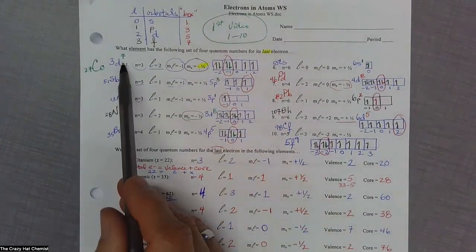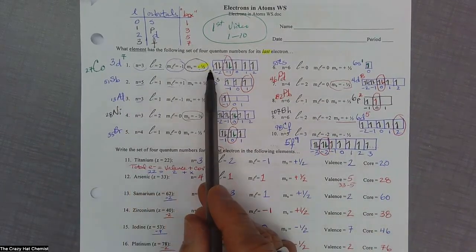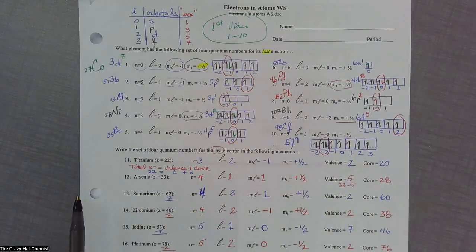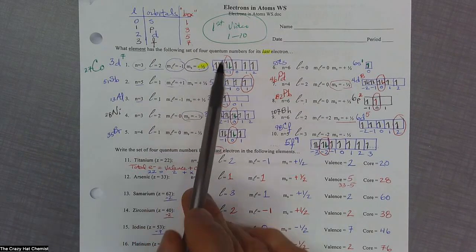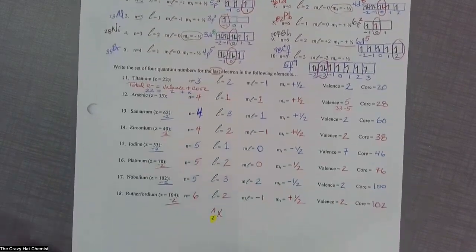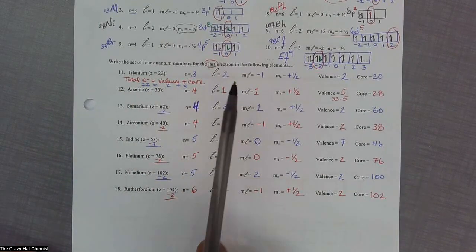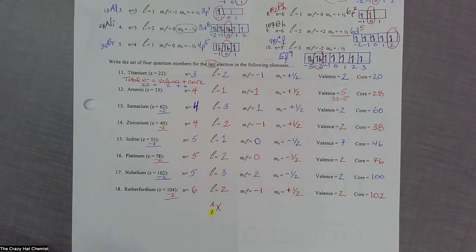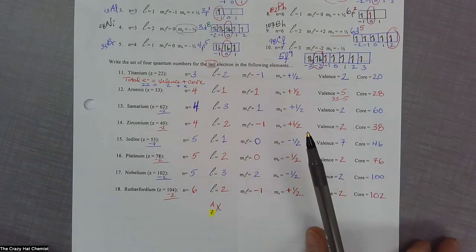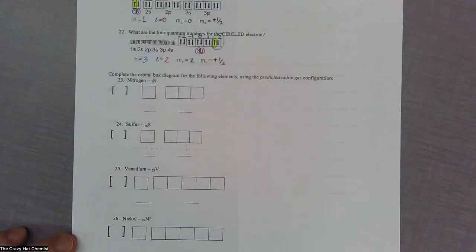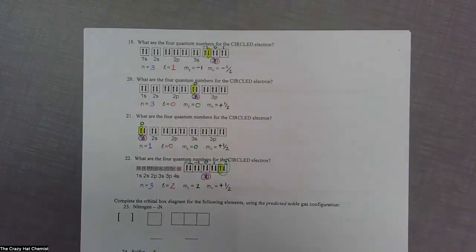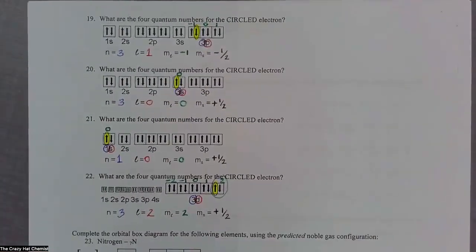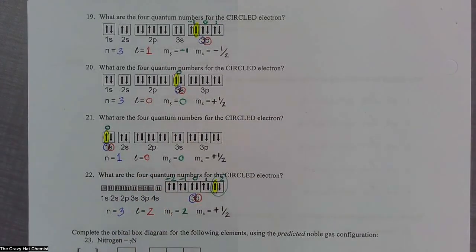So the first video covered problems 1 through 10. If you were given a set of quantum numbers, then you should be able to identify the element if these are the quantum numbers for the last electron in that element. Then the next part was identifying the set of quantum numbers as well as valence and core electrons for a particular element using the last electron. Then the next set was to derive a set of quantum numbers like what you see here if I have given an orbital box diagram and then circled electrons.